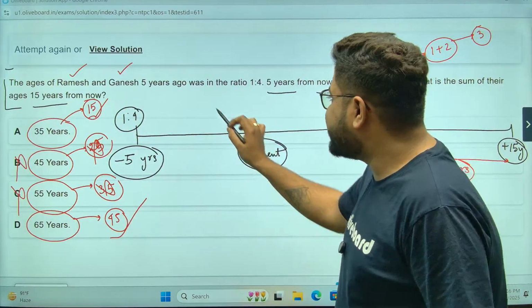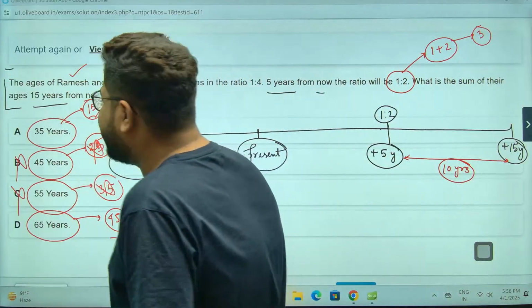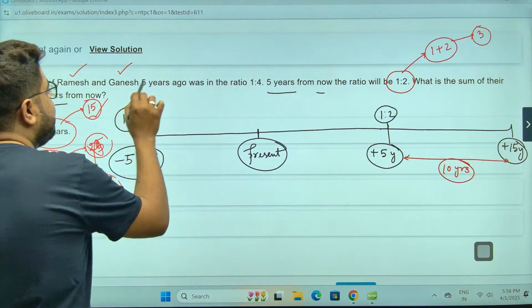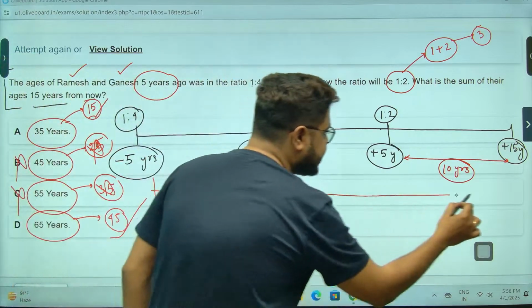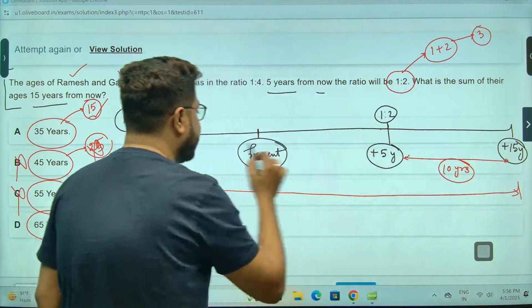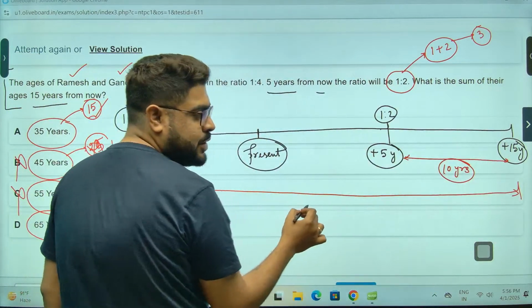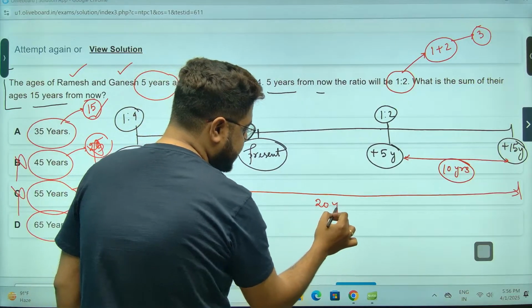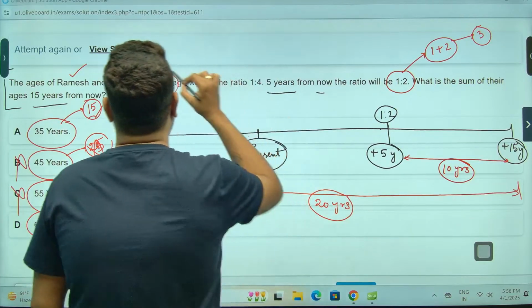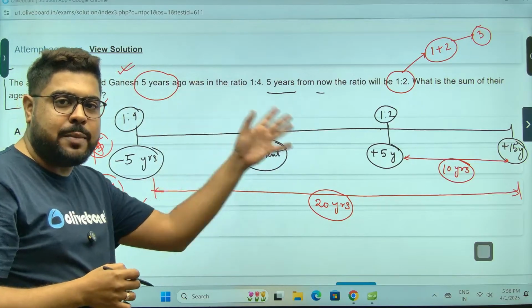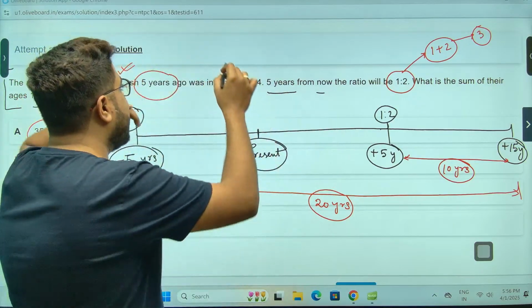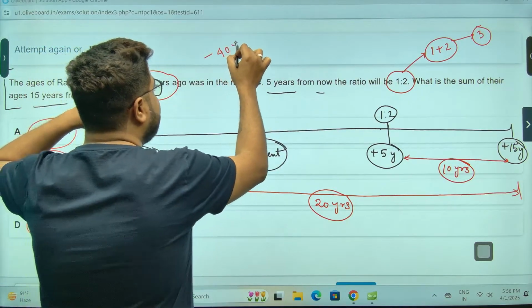So let's check with this. There is another condition to eliminate between A and D. 5 years ago, meaning this gap, how much is this gap? Plus 15 minus 5, a 20 year gap. For two people, Ramesh and Ganesh, a 20 year gap means 20 for Ramesh, 20 for Ganesh. Sum I will subtract minus 48.